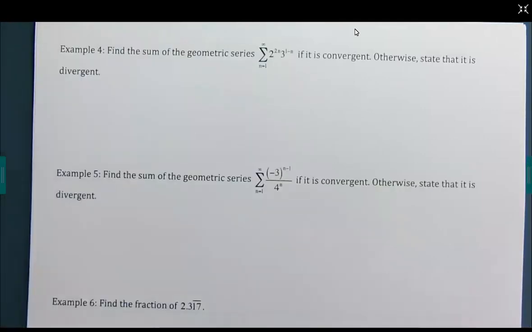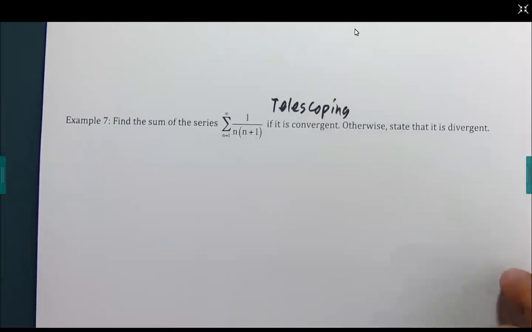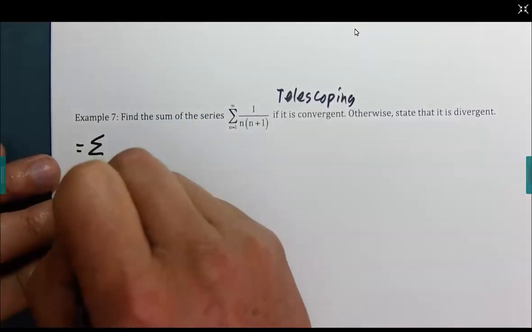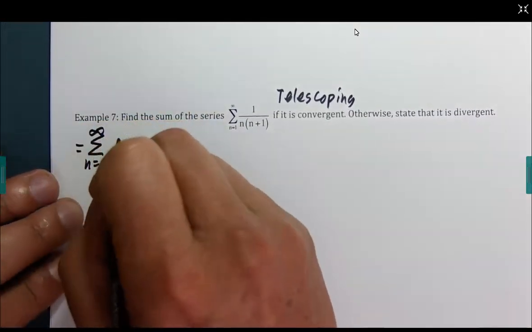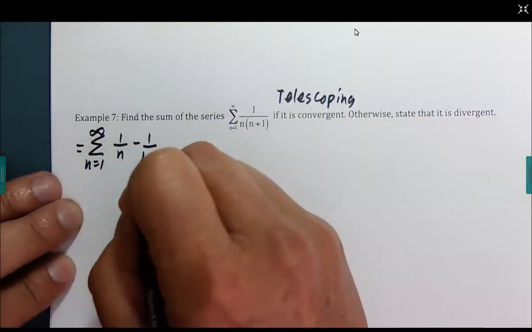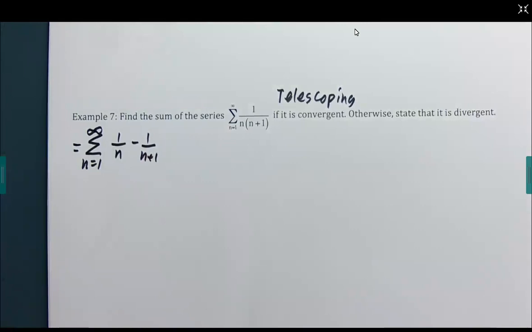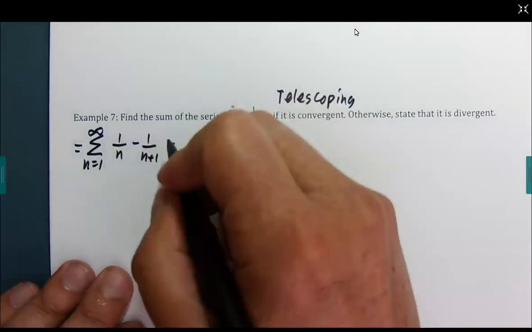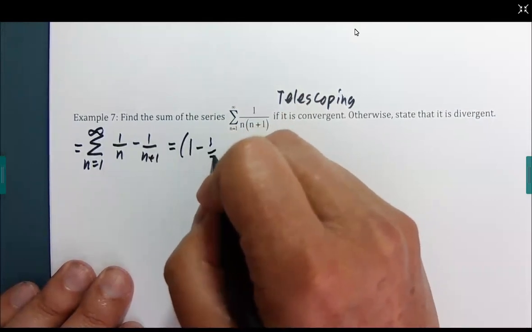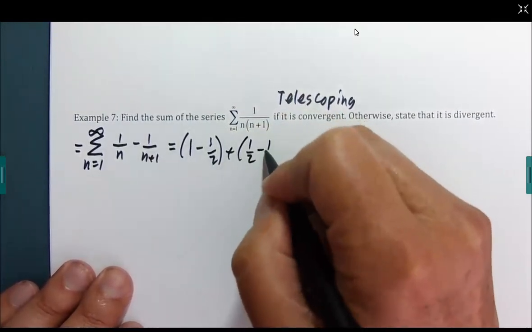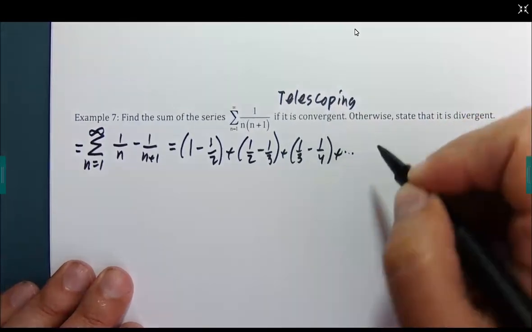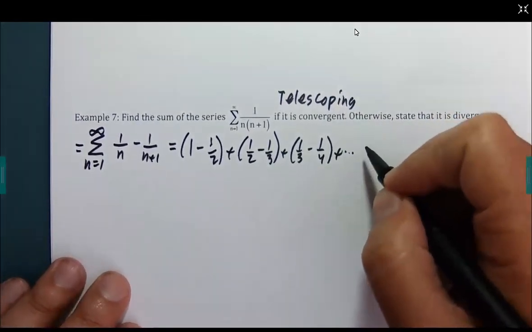And what all that means is that down here, we can rewrite this as 1 over n minus 1 over n plus 1. And I'm going to actually write that out. So when n equals 1, I'm going to get 1 minus 1/2 plus 1/2 minus 1/3 plus 1/3 minus 1/4 plus, and that goes on forever.